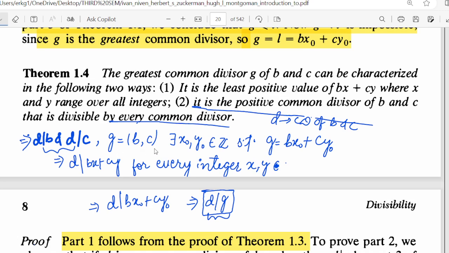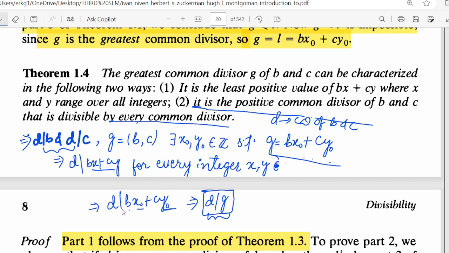Since g is the GCD of b and c, there exist x naught, y naught belonging to Z such that g is equal to b x naught plus c y naught by theorem 1.3. Here we know from theorem 1.1 part c that if d divides b and d divides c, this implies d divides bx plus cy for every integer x and y. Hence d divides b x naught plus c y naught, where x naught and y naught also belong to the set of integers, and g is equal to b x naught plus c y naught.